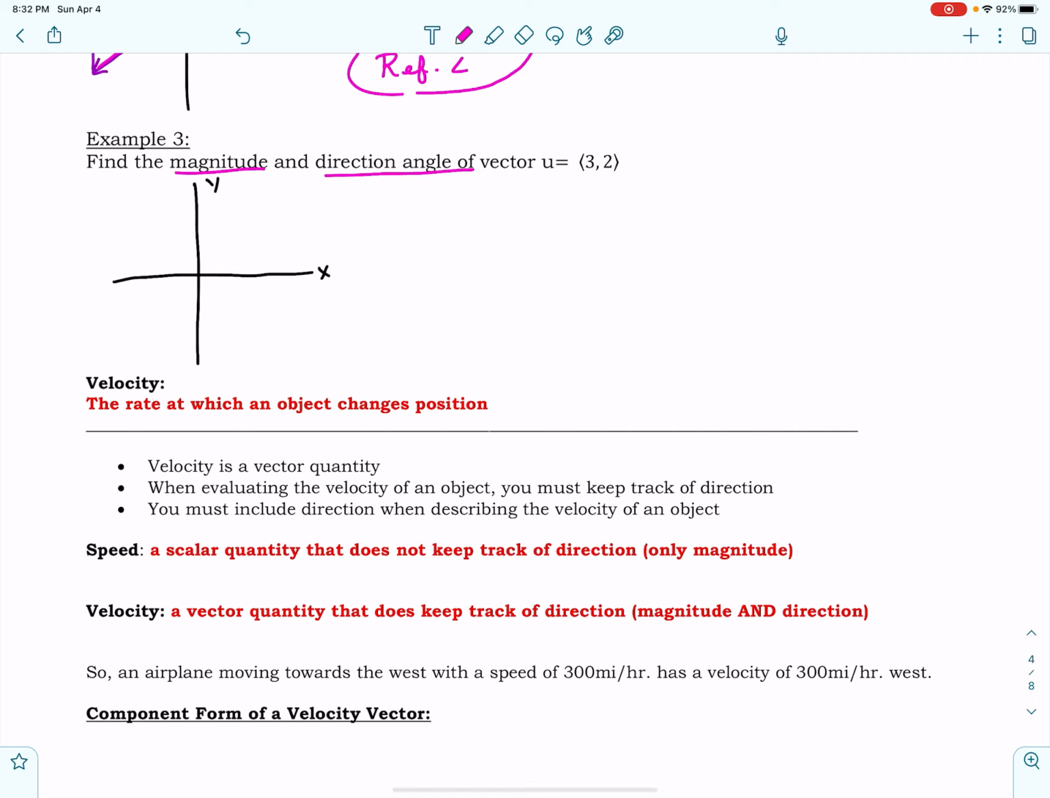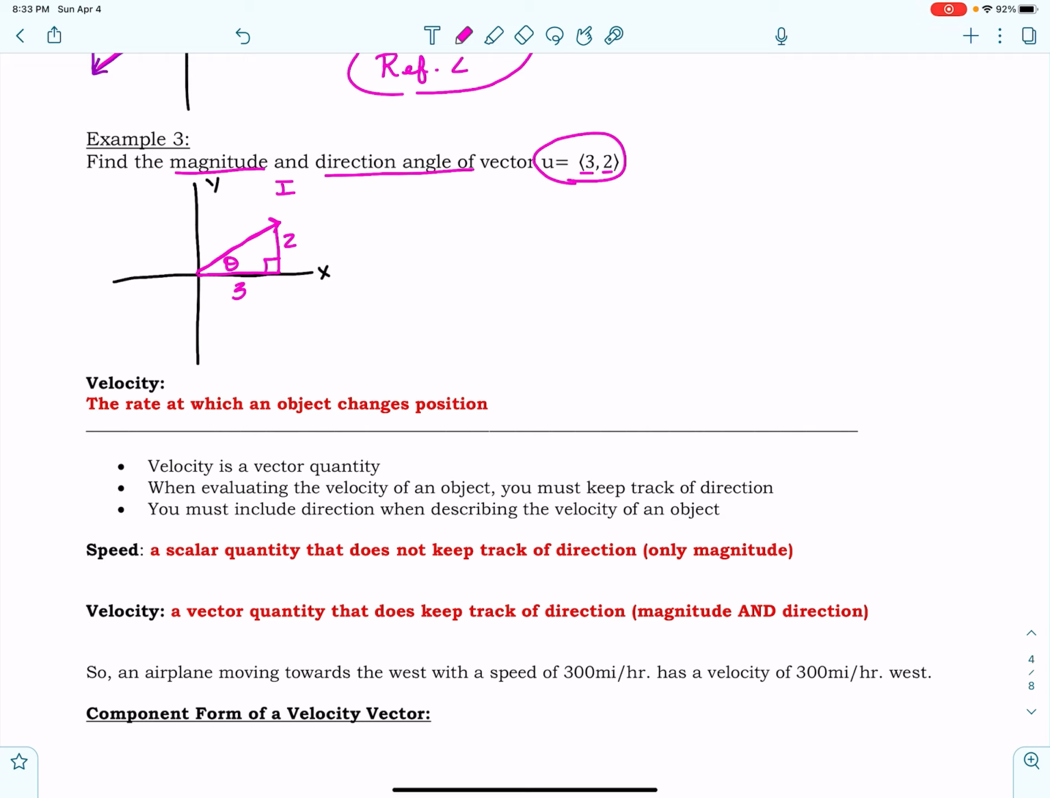Okay, the next example, now we're finding two things. We're finding magnitude and the direction angle of vector u. So for this one, we're just going to have 2 steps. It's not horrible. All right, so the very first thing I'm going to do is place this. I want you to notice that it is positive, positive. That means it's in quadrant 1. So I'm going to go 3 to the right, 2 up. There's my right triangle. This is my vector.